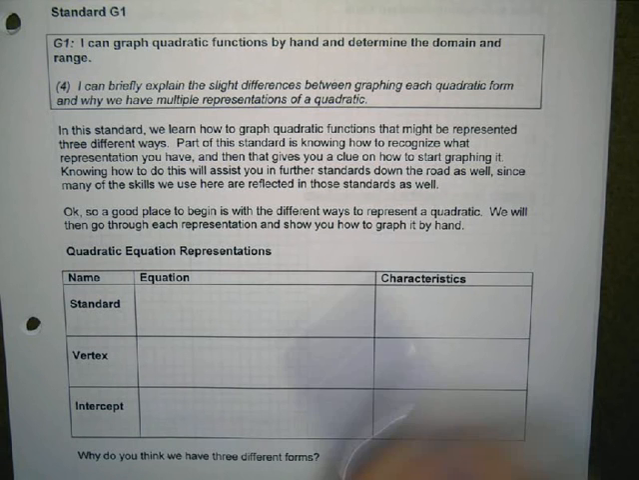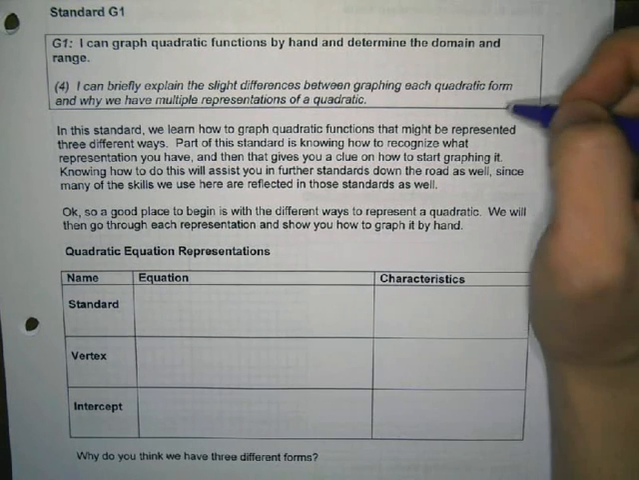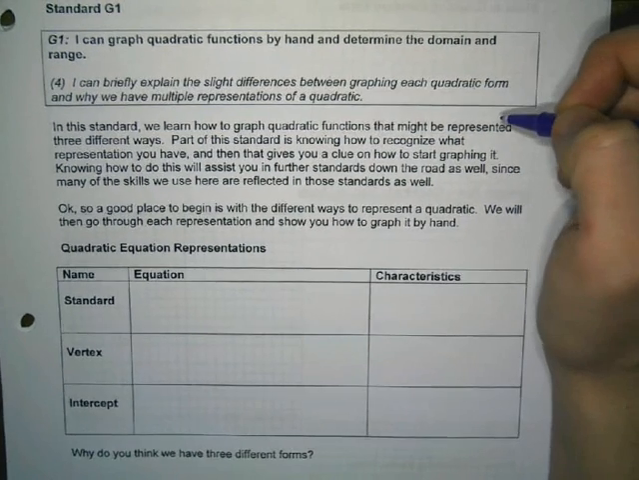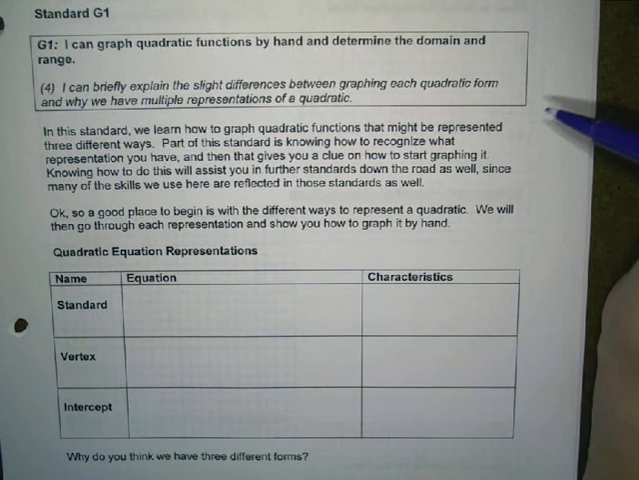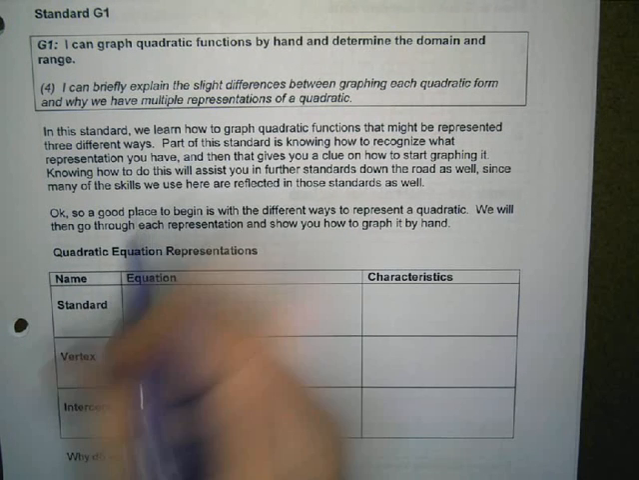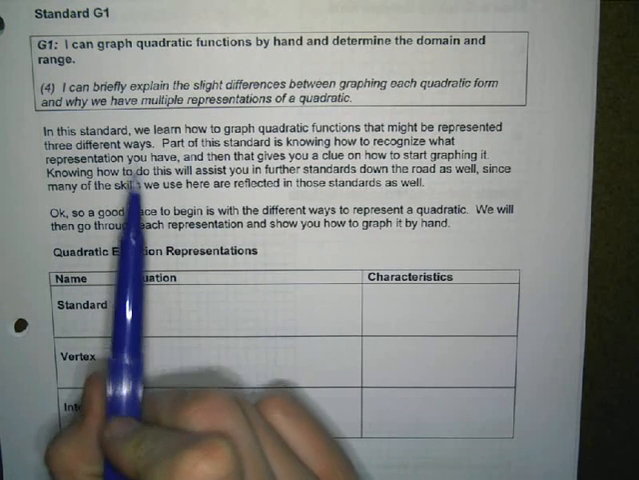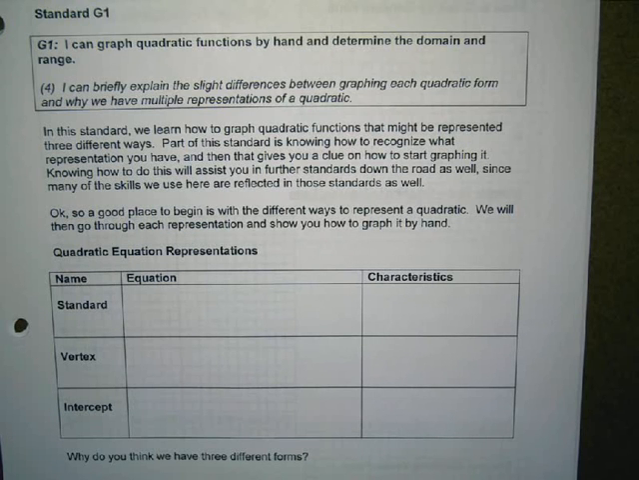All right, so in this standard, we learned how to graph quadratic functions that might be represented in 3 different ways. Part of this standard is knowing how to recognize what representation you have, and once you recognize it, then you know how to start graphing it by hand. Knowing how to do this will assist you in further standards down the road, since many of the skills we use here are reflected in those as well. So this is a foundational piece for some of the other functions that we have to graph later. A lot of stuff we do here, we do later.